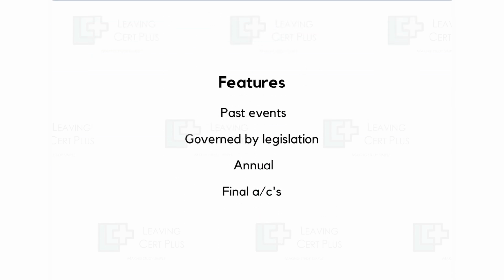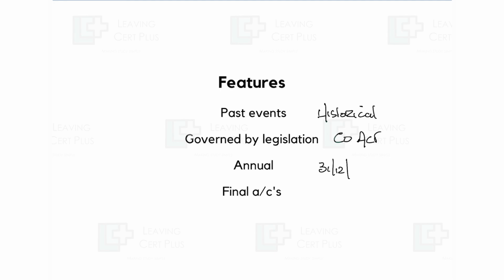And the features of it. It's historical. That means it's based upon past events. And it's governed by legislation. So in other words, if you're a company, you have to conform to the Companies Act and prepare the accounts every year, and they have to be in a certain layout. And it's annual. It usually happens at the end of the year. Some businesses may do them maybe twice a year.